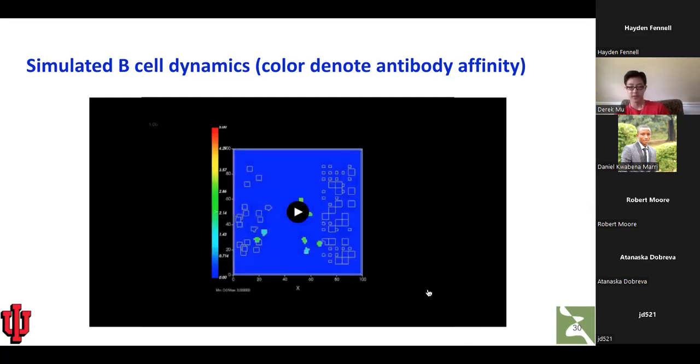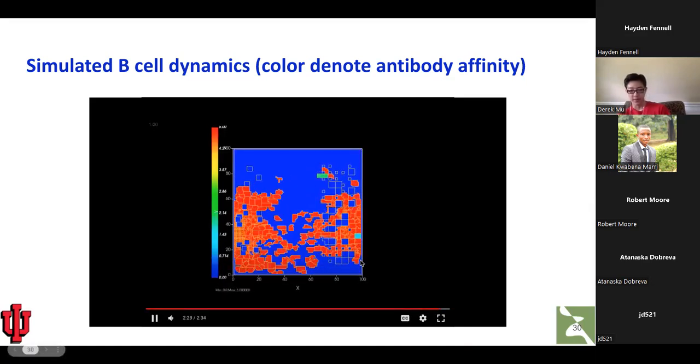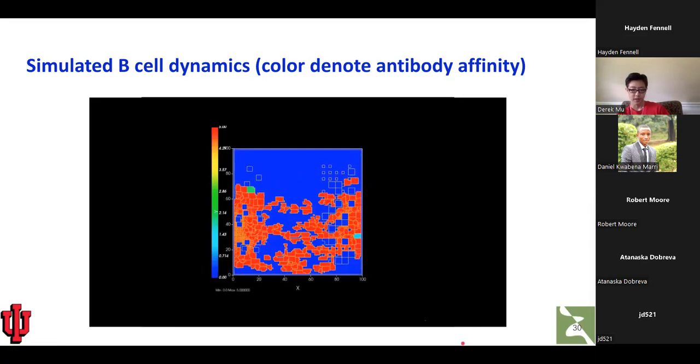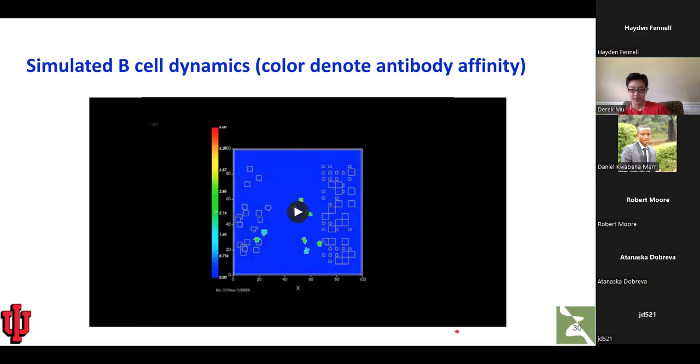And this basically just represents a successful GCR with nearly all the B cells affinity matured. And now these B cells can differentiate into memory B cells or long-lived plasma cells.